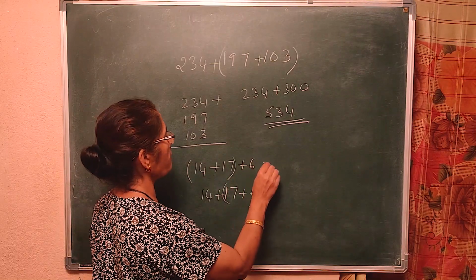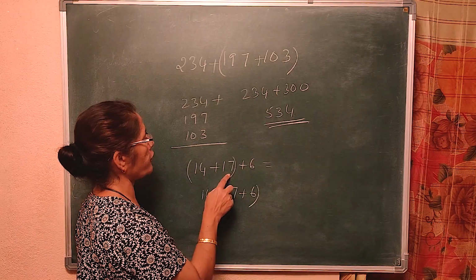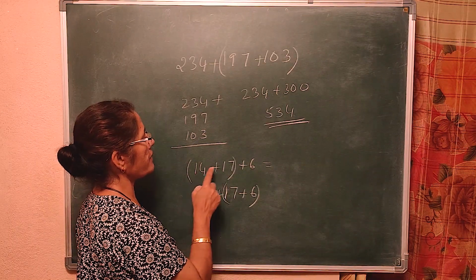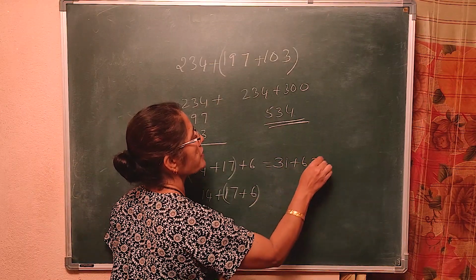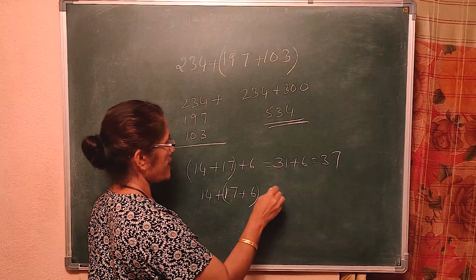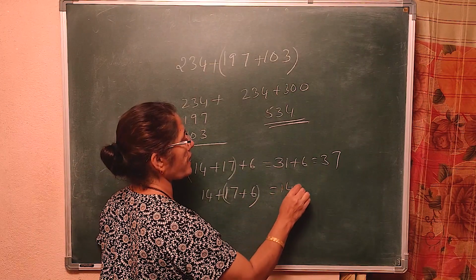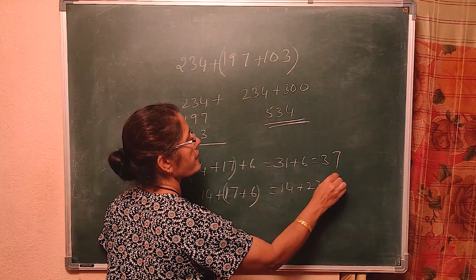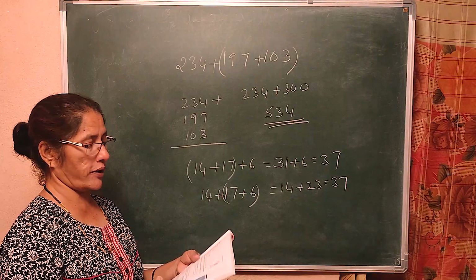What is the meaning of putting the bracket for the first 2? That is what is there in the bracket. You have to simplify first. 14 plus 17 is 31. 31 plus 6, how much? 37. Now let us see. 17 plus 6, 23. 14 plus 23, 37. Are they equal? Yes. That is the answer given.